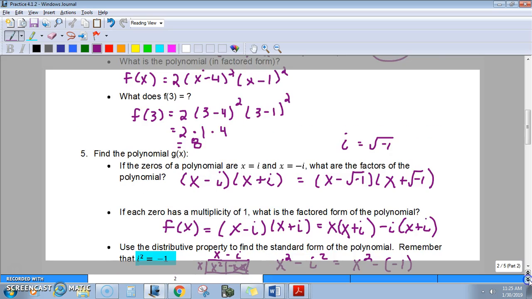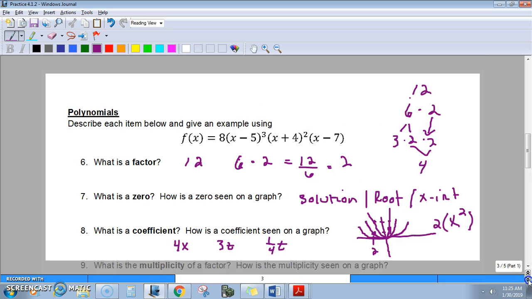Describes, oh no, that's not where we are. Where are we? Sorry guys.